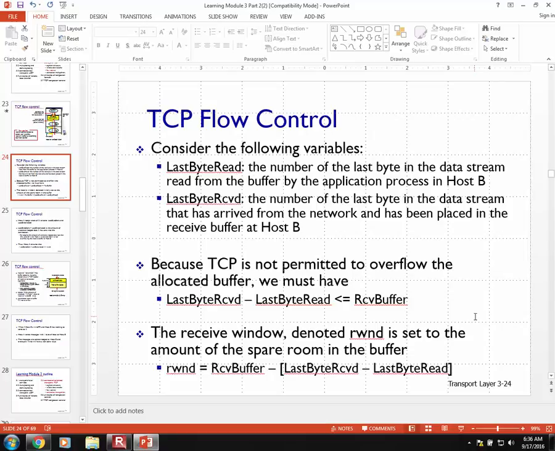The receive window, which is denoted by RWND, is set to the amount of spare room in the buffer. So it basically is the size of the buffer minus what has been received minus what the application has been able to read.